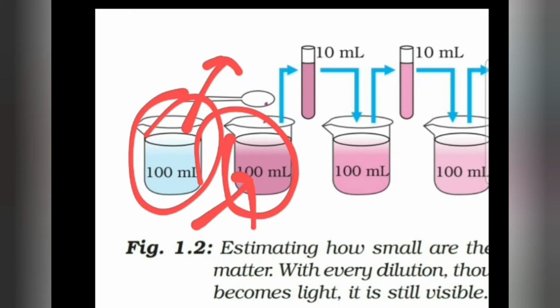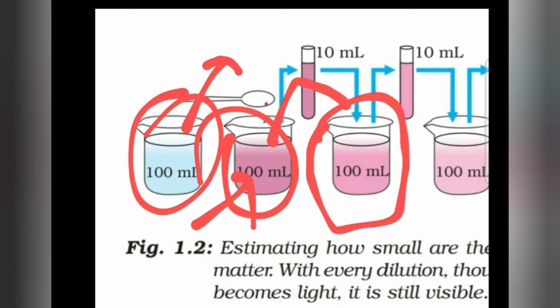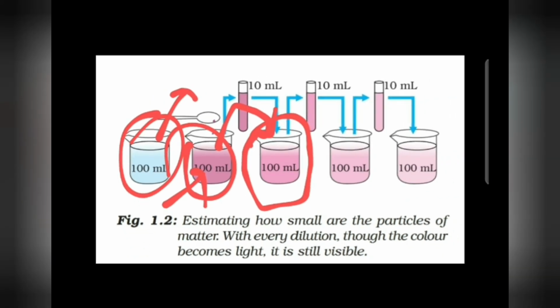Then again mix it. After doing this, shift 10 ml of this one into another 90 ml beaker. Again mix it, and do this for some 5 to 8 times. You keep diluting the solution many times, and this concludes that just a few crystals of potassium permanganate can color a large volume of water.